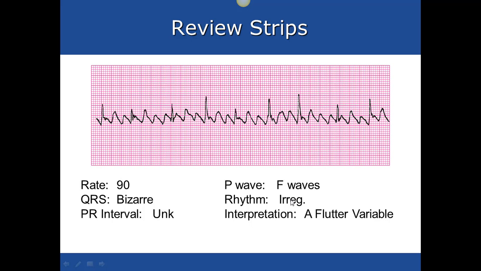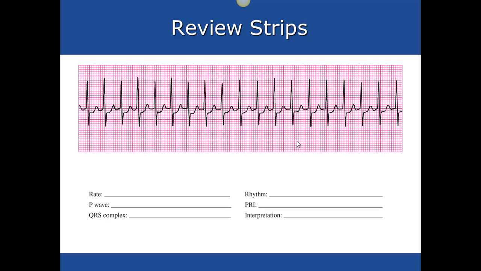The rhythm is irregular because we have variable conduction. As you can see, we've got 1, 2, and then a QRS. 1, 2, 3, and a QRS. We've got 1, 2, QRS, 1, 2, QRS, 1, 2, QRS. So it's going through and it's conducting in different manners and different forms. So here's another one. Pause the video, measure it out, and decipher it. Tell me what you got.